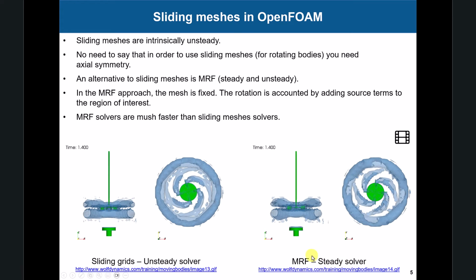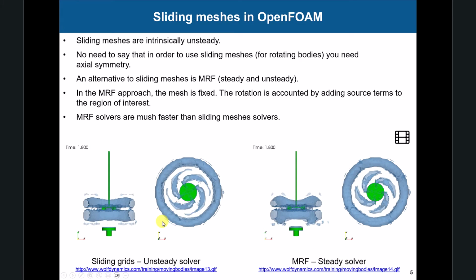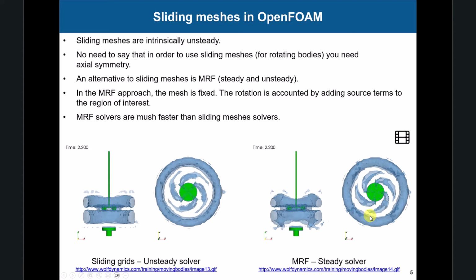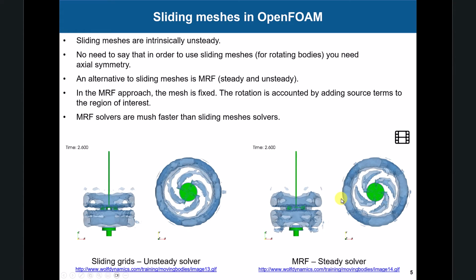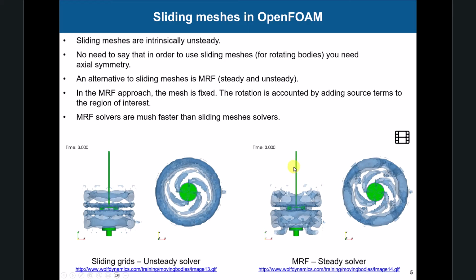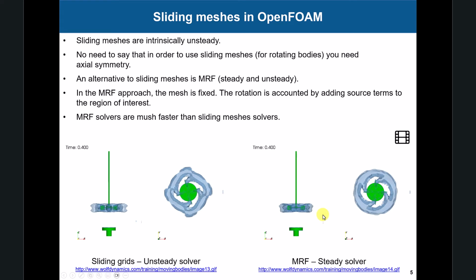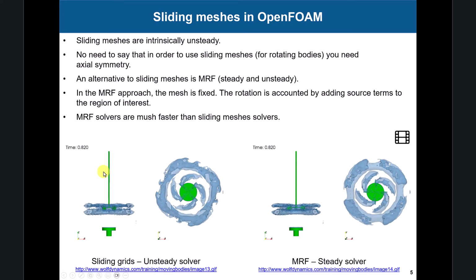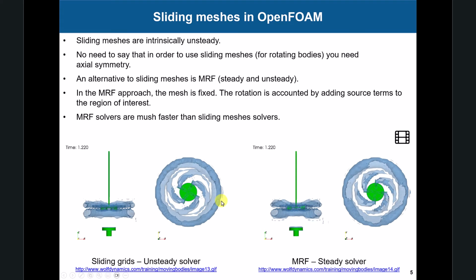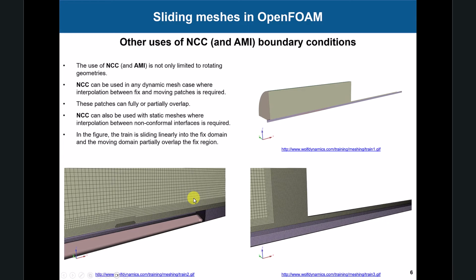So this is super fast, a steady solver. The sliding mesh is extremely slow. You can run it using a steady approach, by the way, but it doesn't make any sense. The idea of using MRF is a fast solution, so this is what we're going to focus on. In any case, we're going to see the setup of both cases.